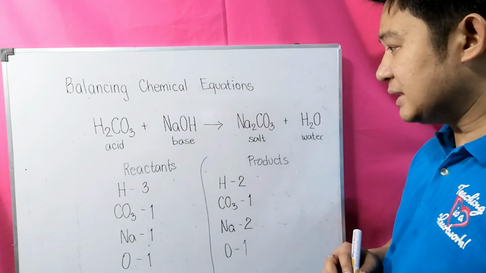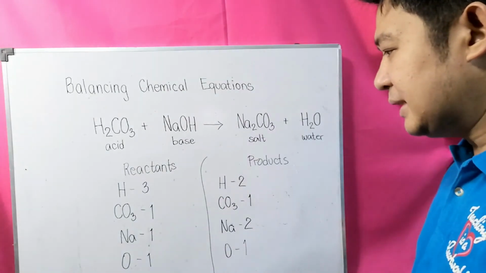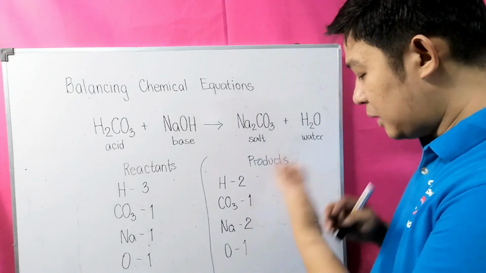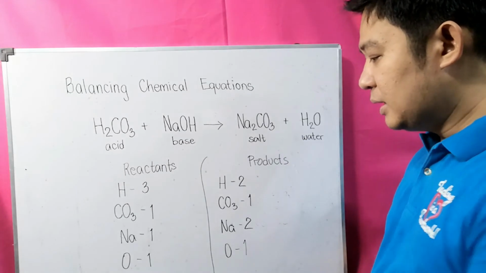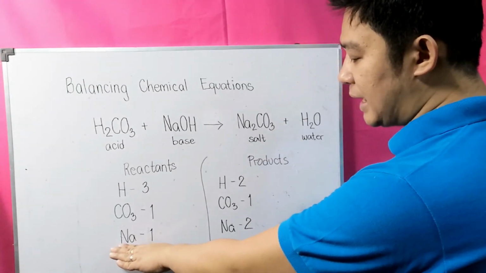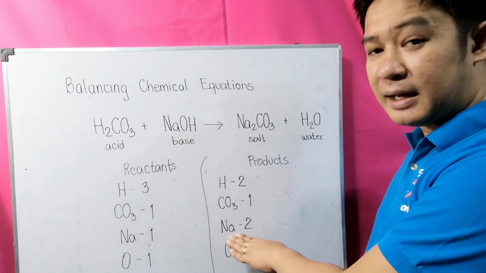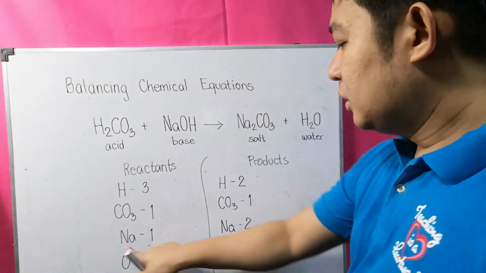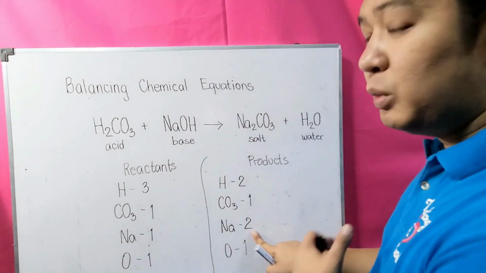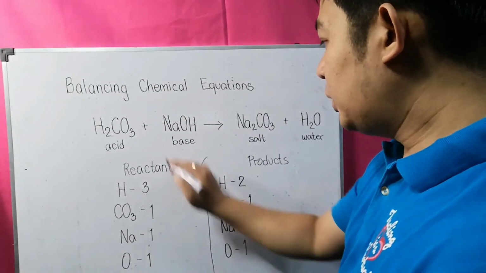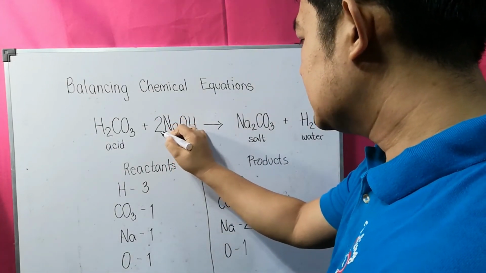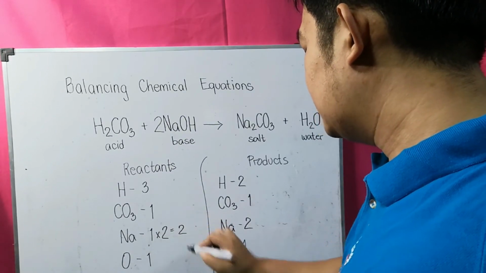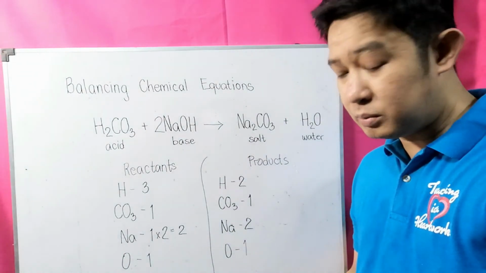So let us now balance this chemical equation. I prefer to balance the sodium first. As you can see, we only have 1 on the reactant side and 2 on the product side. So let us focus on the sodium here on the reactant side. To make this equal to 2, the same as the number of sodium on the product side, we must put 2 here. So we will now have 1 times 2 for sodium, making this equal to 2. And now we have a balanced sodium.